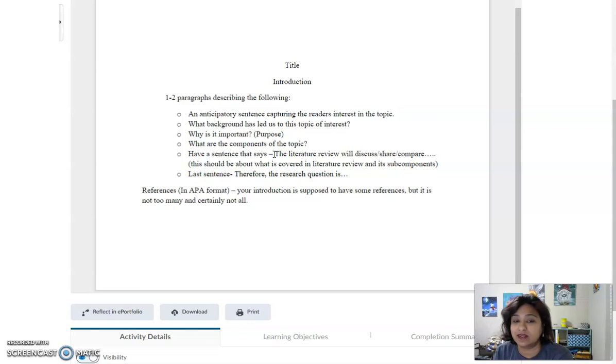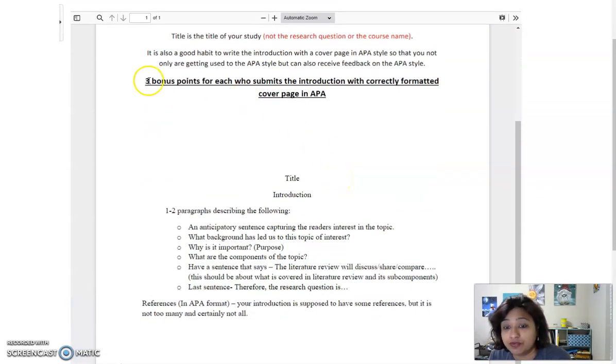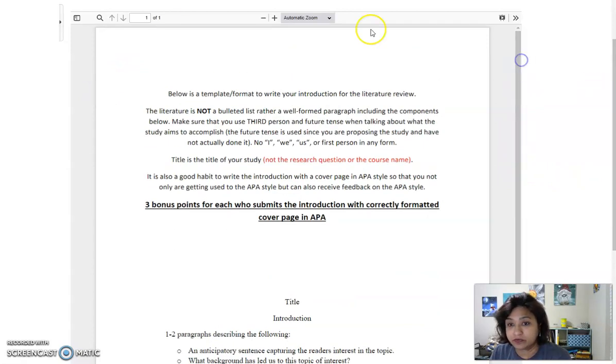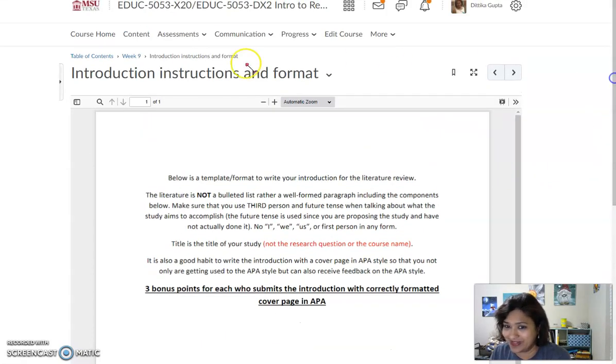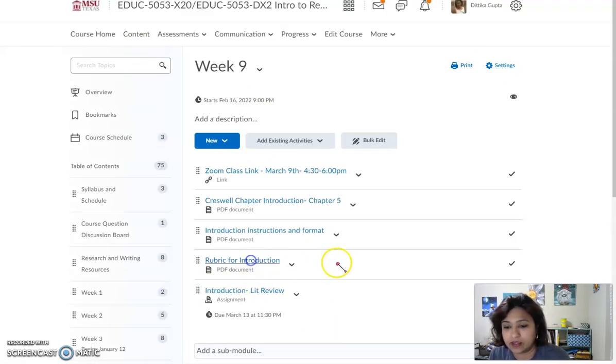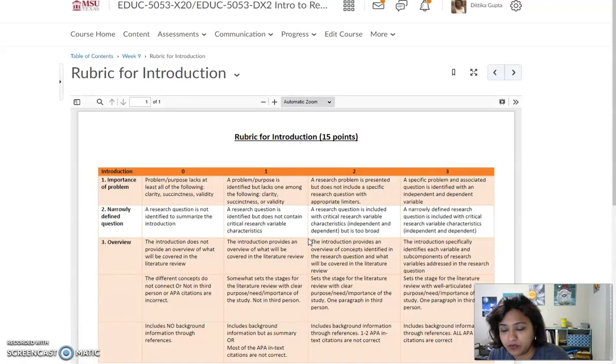The last sentence of your introduction will be your research question. Just the research question, nothing else. Just the specific question that you have. It is going to be formatted in APA. If you correctly format it with APA with the cover page, you get 3 bonus points. So that is for you guys to figure out. So let me go back and look at the introduction rubric.